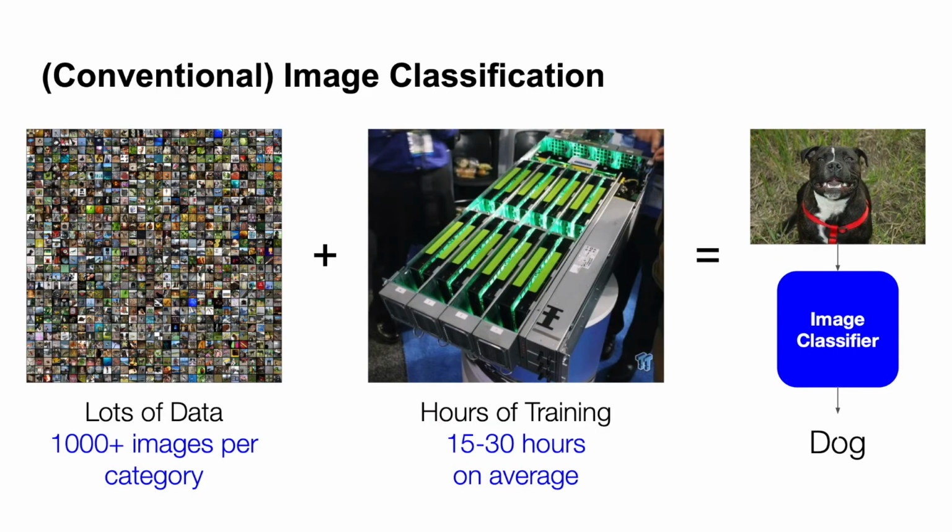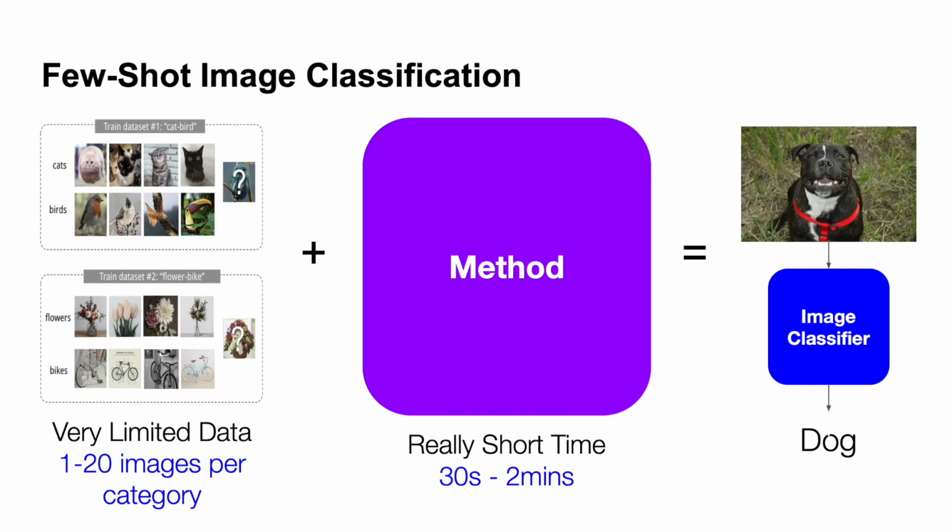So as I'm sure some of you are familiar with, the conventional image classification setting is where you have lots of labeled data, 1,000+ images per category, and you spend hours of computational training on high memory GPUs. And hopefully by the end of the day, you have an image classifier that, presented with an image, can produce the correct label. In the few-shot setting, we aim to replicate this, but with a twist where we want to be able to achieve reasonable accuracy with very limited data, a 1 to 2 order of magnitude reduction in terms of labels. And we additionally want to do this in a reasonably fast amount of time. And we still want the end result to be an image classifier that, given an image, produces the correct label.